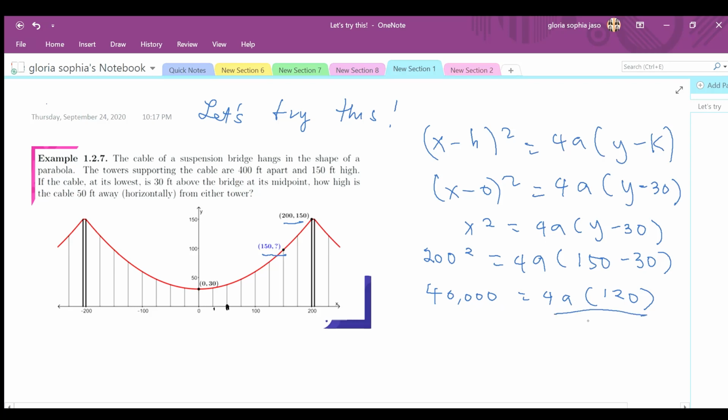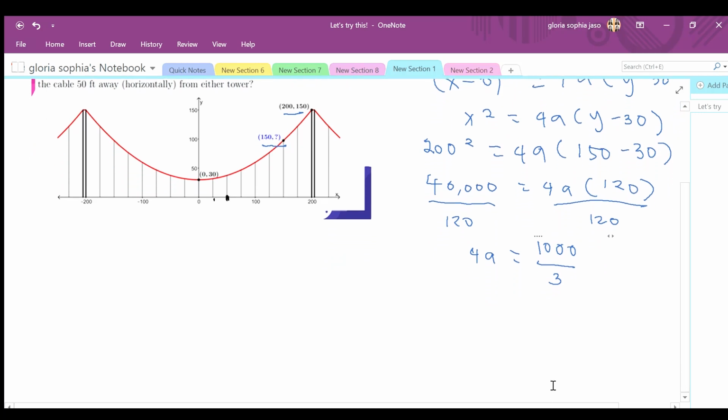Okay, so to solve for 4a, we will just divide the equation by 120. Okay, so 4a is simplifying. Okay, so 4a is 1,000 over 3. Okay, so now we can write the equation of the parabola. And that is x squared equals, substituting the value of 4a, which is 1,000 over 3, times y minus 30.